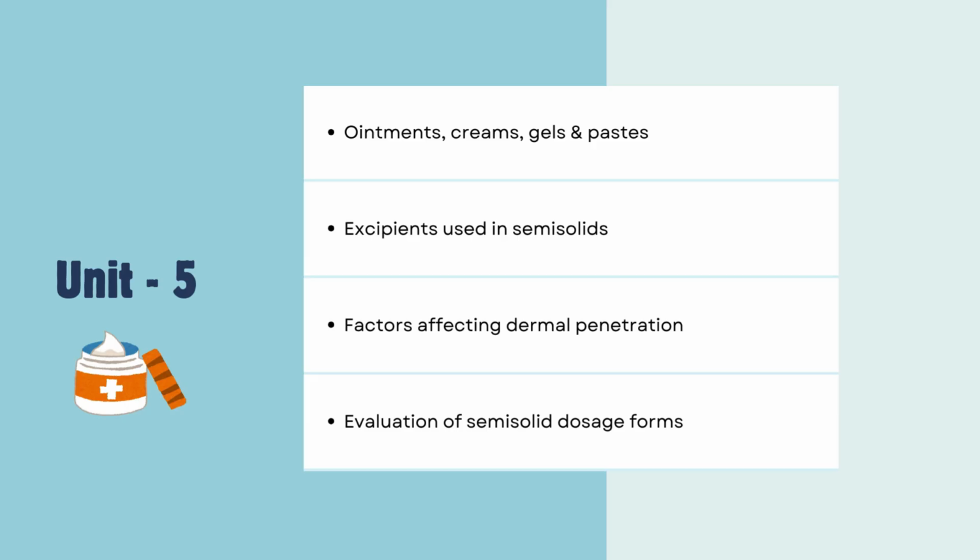In Unit 5, you will learn about semisolid dosage forms. This unit is about medicines applied on the skin, like ointments, creams, gels, and pastes. We learn how to prepare them, what ingredients are added, how the drug enters the skin, and lastly, you will learn how to check their quality.